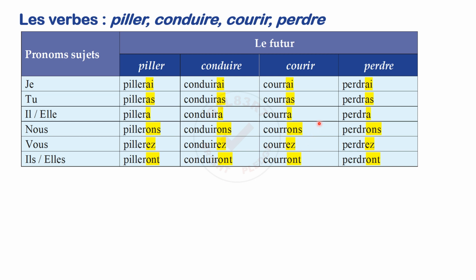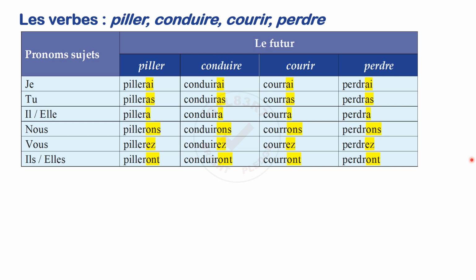Similarly, you have perdre, which is a RE verb. So you cut the E and you add the future endings. Just remember here that only for courir, the radical or the stem is going to be COURR followed by the future endings.